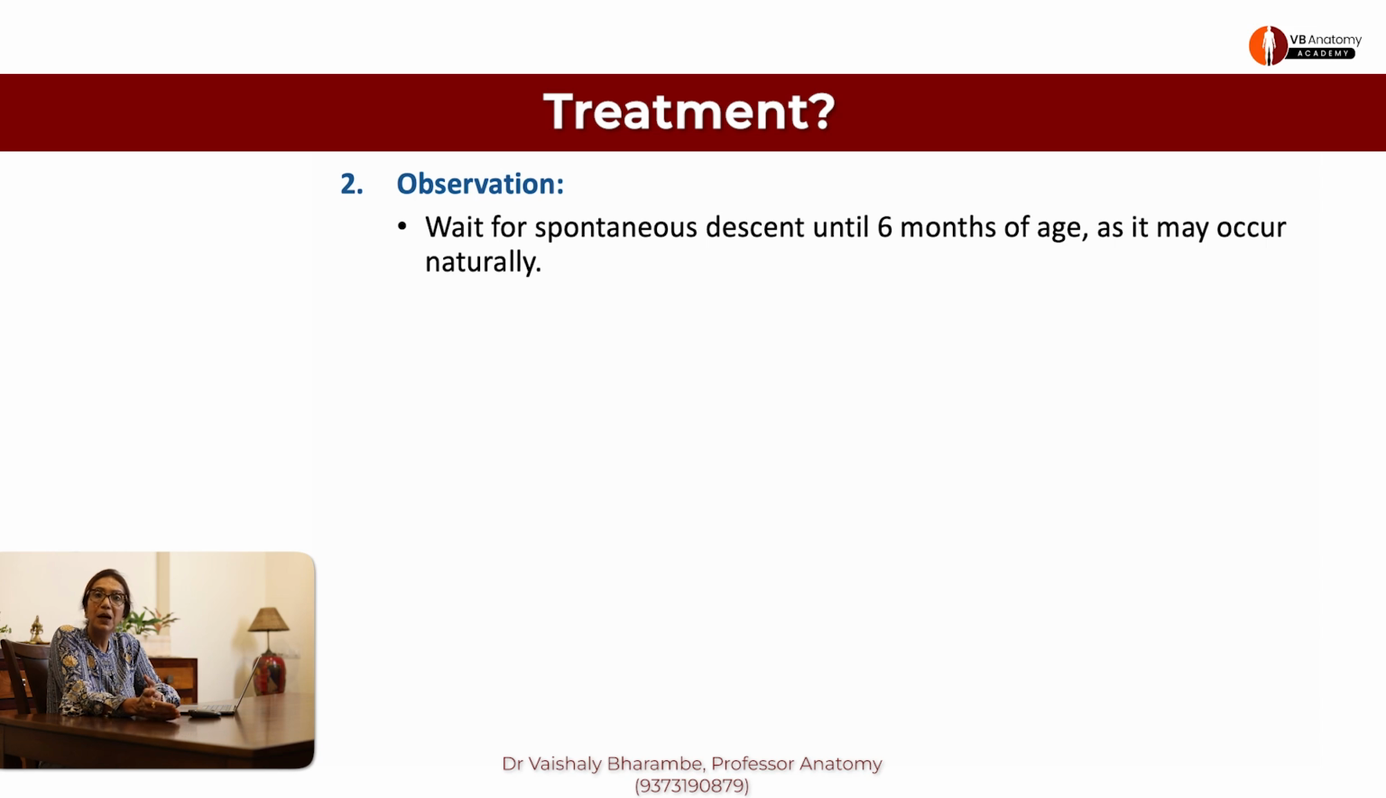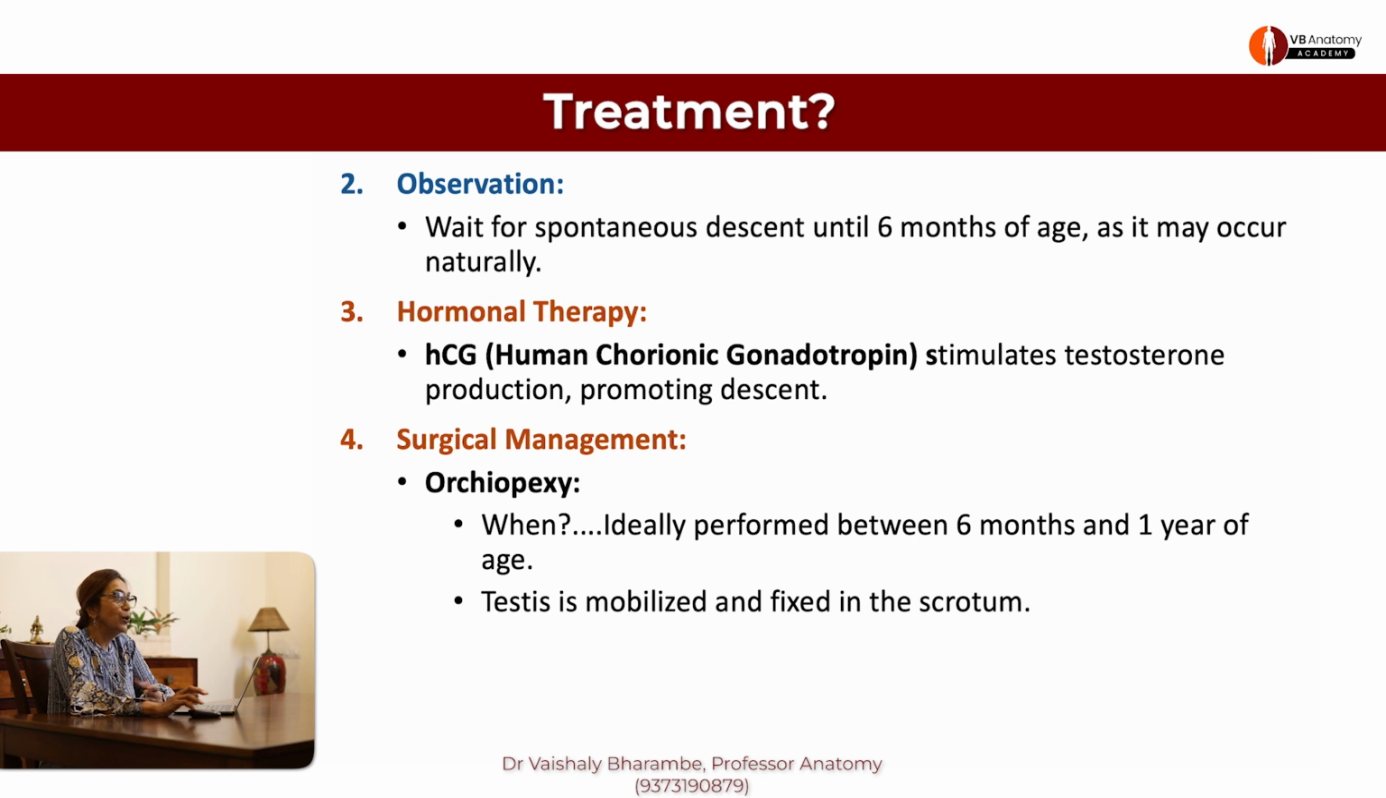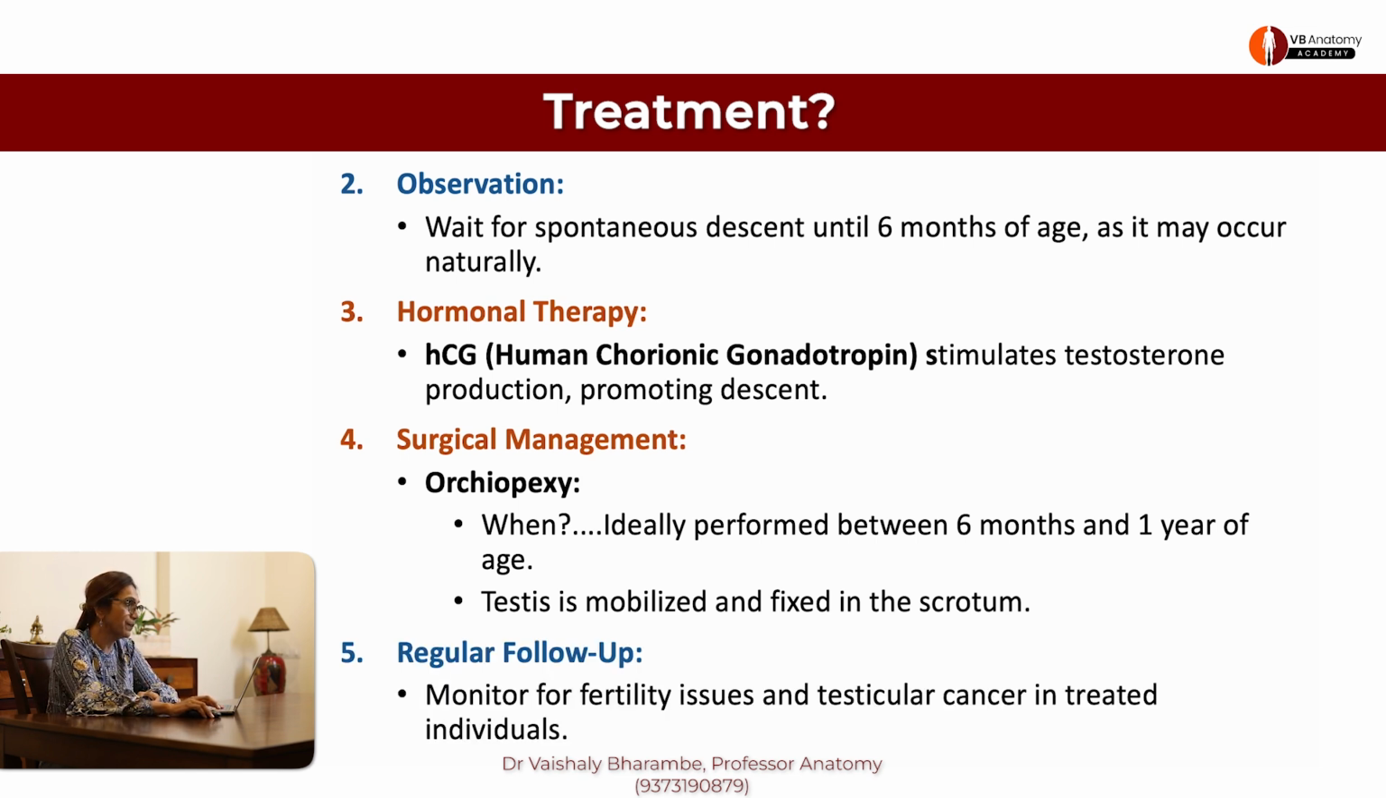If all this is done and you find the testes, you can wait it out. You can wait maybe until the end of the year. Maybe it will automatically descend. You can give some hormones like human chorionic gonadotrophin, which stimulates the descent of testes. You can do a surgical management. You can do what is called orchiopexy, wherein the testis is picked up from wherever it is and brought and anchored in the scrotum. Ideally performed between 6 months to 1 year, testes are mobilized and fixed in the scrotum.